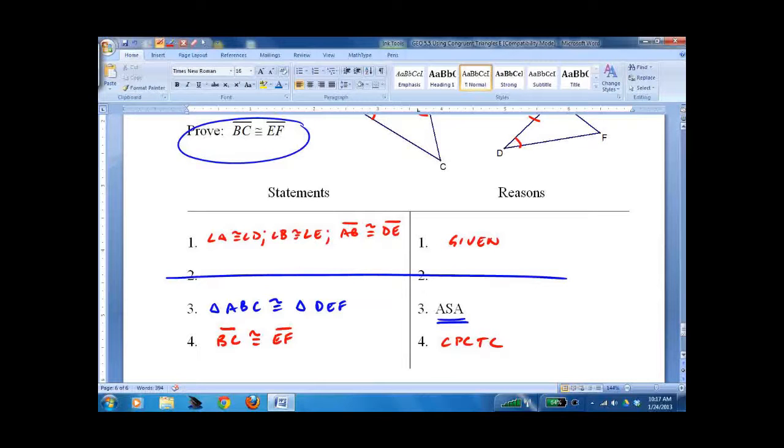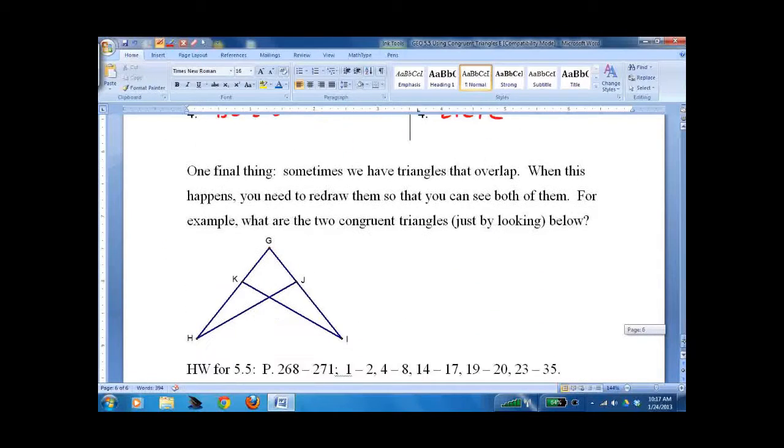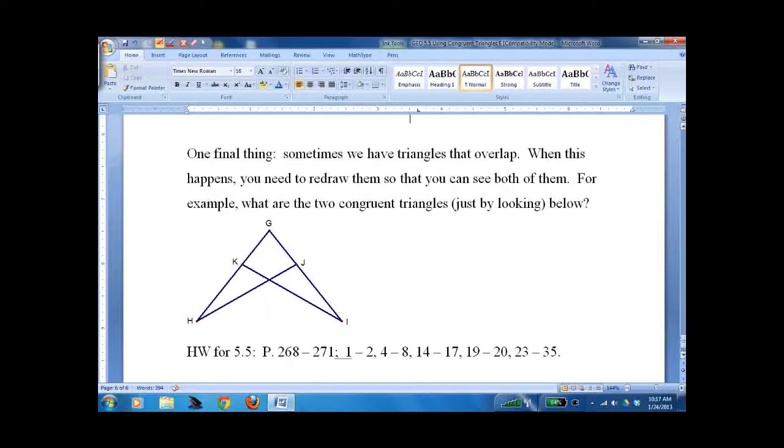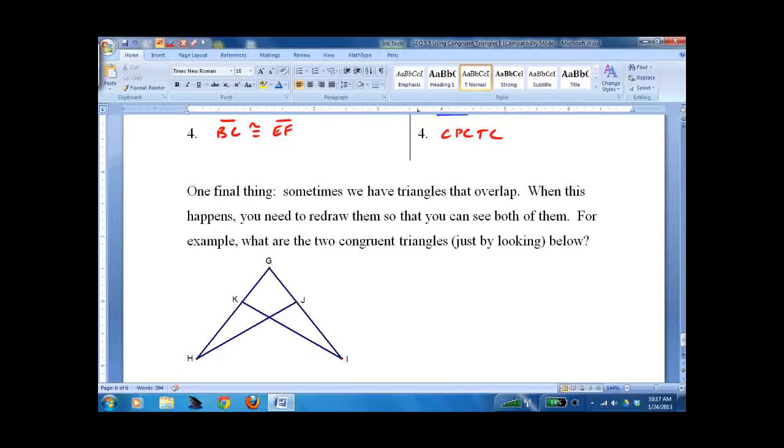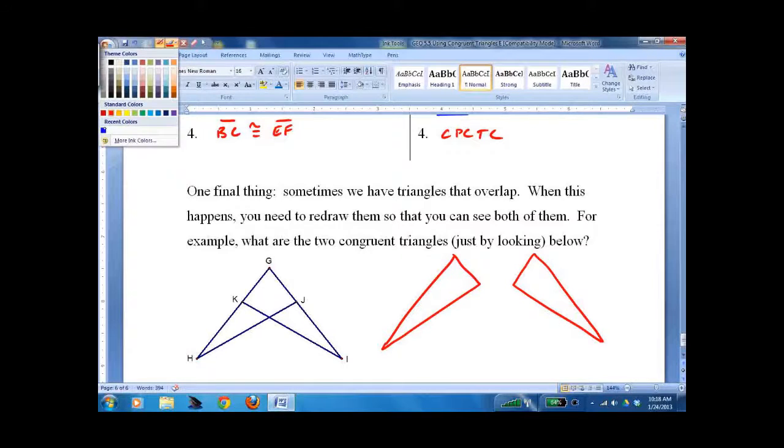Try some problems. Well, one more thing, my mistake. A lot of times we have triangles that overlap and people have trouble seeing them. So which two triangles look congruent here? You can't tell. You have to bust them out. A little bit of artwork here. And make sure you label them. So this is the triangle HGJ. This is the triangle KGI.